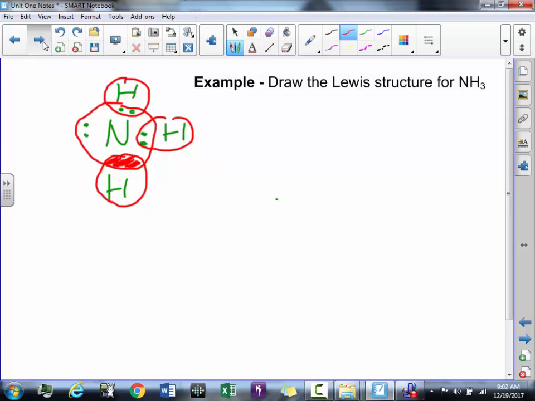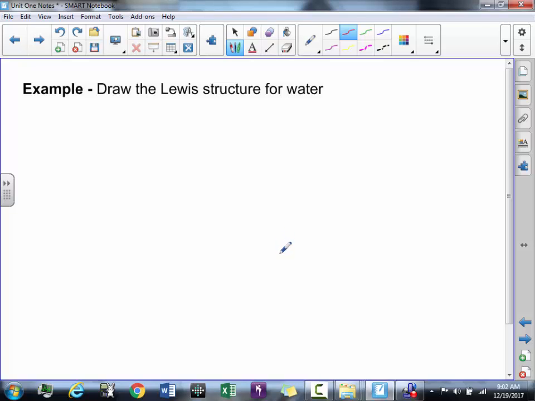Let's try another one. Let's try to draw the Lewis structure for water. We already did this one earlier, but let's do it again. So water is H2O. Well, in terms of water being H2O, we need 2 hydrogens. So there's 1, there's 2. We need an oxygen. Oxygen needs 6 valence electrons. So I drew 6 around like this.